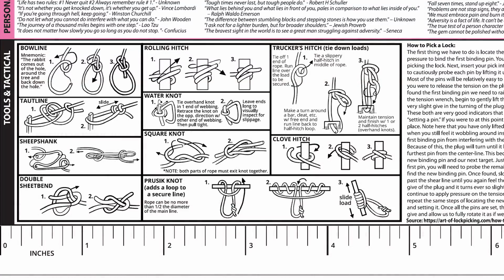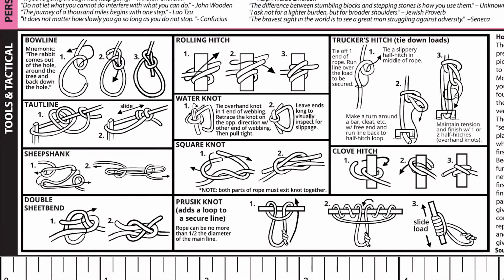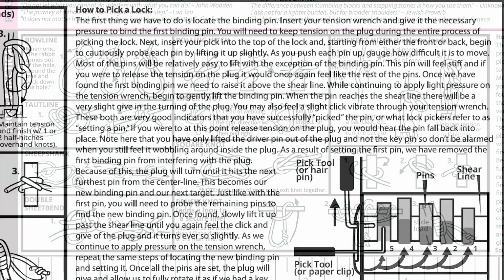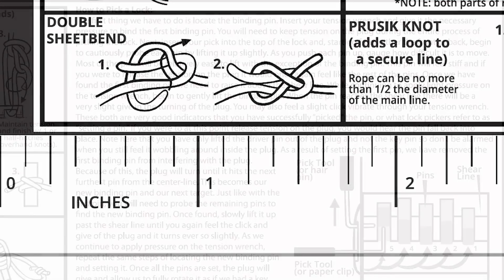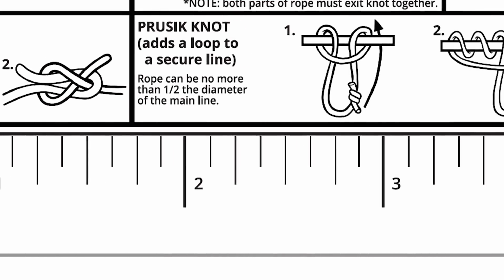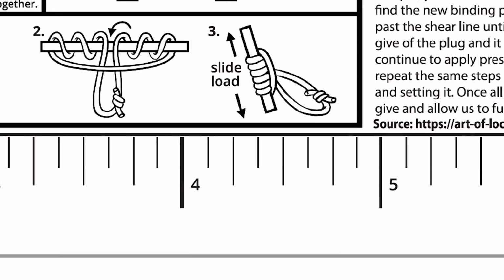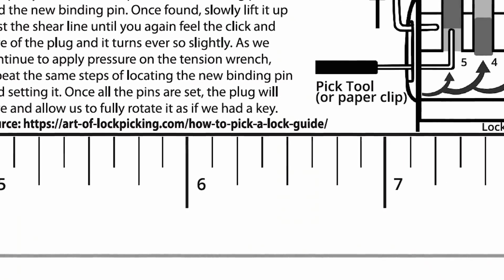In the tools and tactical section, I basically came down with just various knots that could be leveraged, and then also instructions on how to pick a lock. This one's sourced by a website. And at the very bottom of the page, I have a ruler that's an imperial, so in inches, that could be used for map reading or for other various tasks.